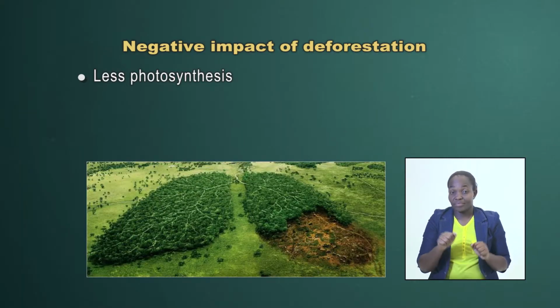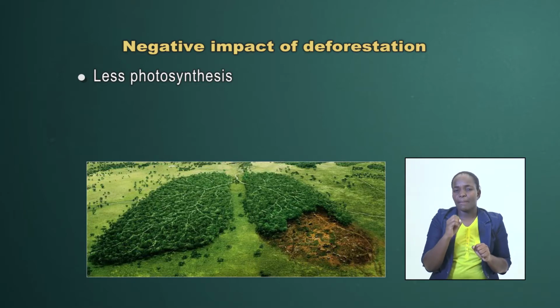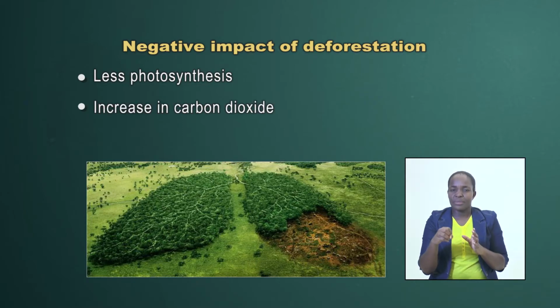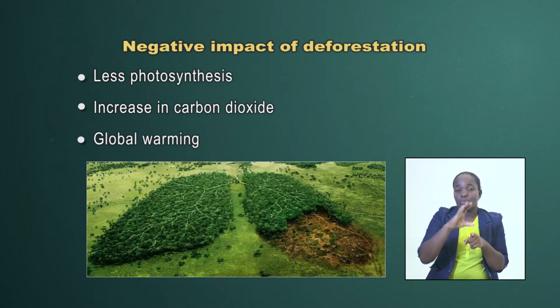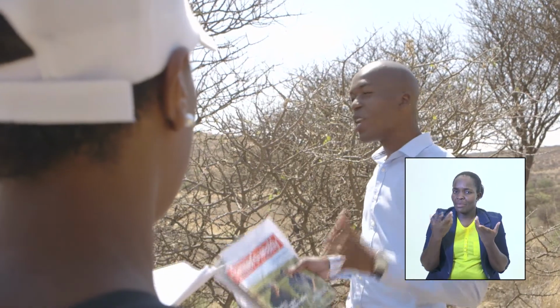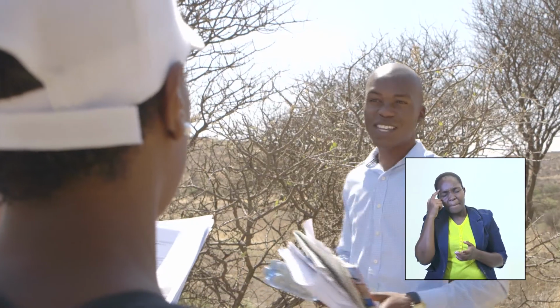Indeed, if they are removed, there will be less photosynthesis, causing an increase in carbon dioxide, which causes global warming and humans to suffocate. Oh yes, of course. No plants to release oxygen through photosynthesis means less oxygen for us to survive on. Sure. Can you think of any more negative effects of deforestation?